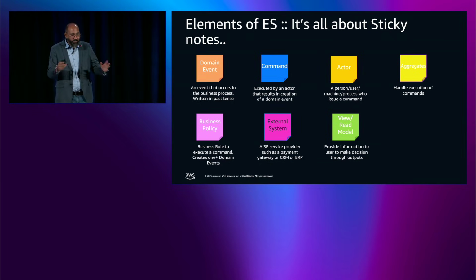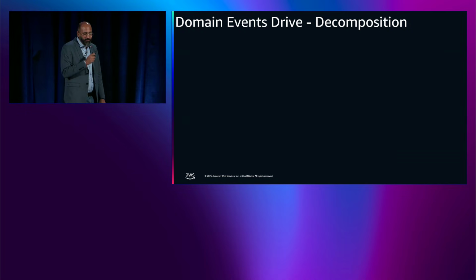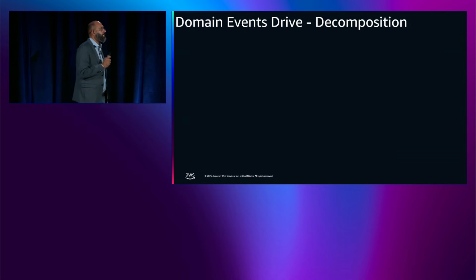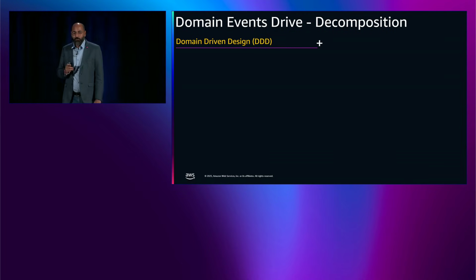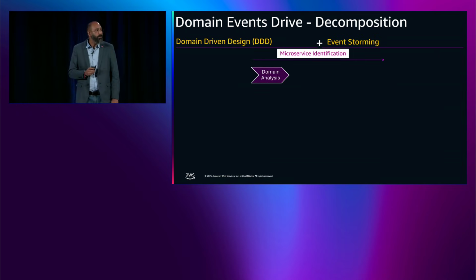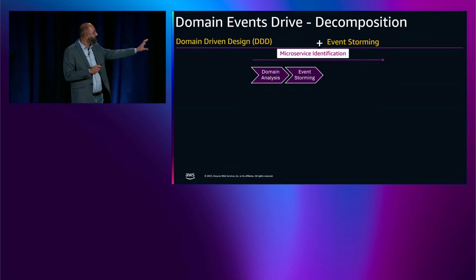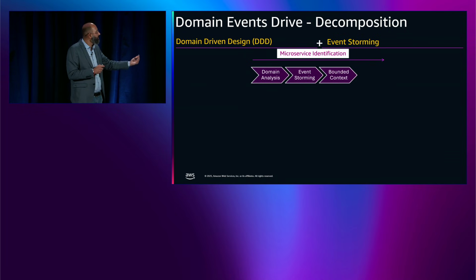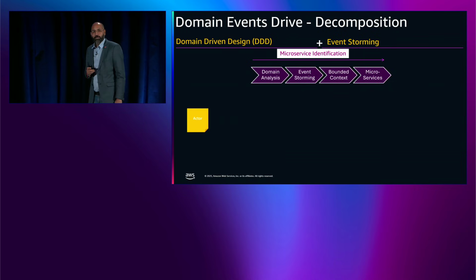And if we identify all these elements, then we arrive at the domain event-driven decomposition approach. So it's the domain events that drive the decomposition. Applying the domain-driven design principles along with event storming can help us identify the microservices-based architecture. How does this happen? We perform the domain analysis, we apply event storming to further advance the domain analysis with more bounded context-specific information, identify the right bounded context, and then from there converge to the right microservice.